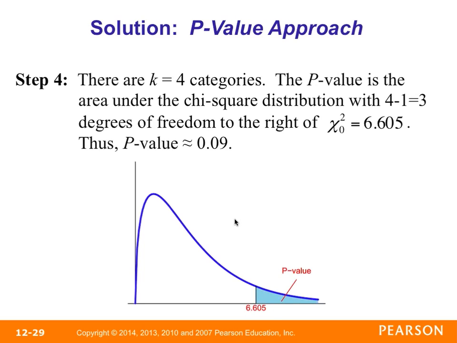Now there are k equals 4 categories, so we have 3 degrees of freedom. So we want to look on our table. The p-value is the area under the chi-square distribution with 3 degrees of freedom to the right of chi-squared equal to 6.605. And you can do this using your calculator or the table. Your calculator will give you a more exact value. It's a little easier as well. And we get a p-value around 0.09.